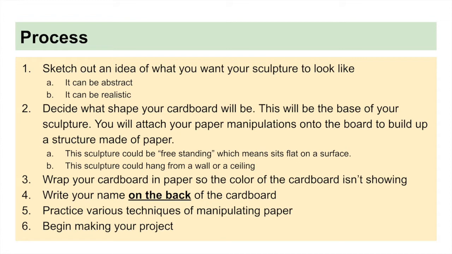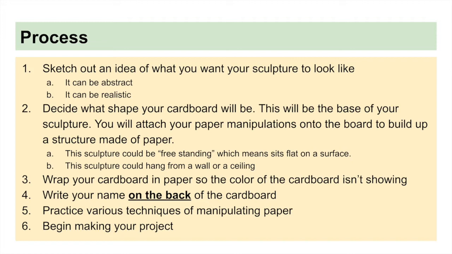Process. You're going to sketch out an idea of what you want your sculpture to look like. It could be realistic or it could be abstract. What you might find is your idea might change once you start to experiment with the paper manipulations, and that's okay. Artists never create exactly what they thought they'd create the first time around, but getting an idea down on paper does help. It also allows me, if you have an idea, instead of trying to verbally explain it, to just do a quick doodle or sketch and get it down on paper, and visually I can see what's inside your head.